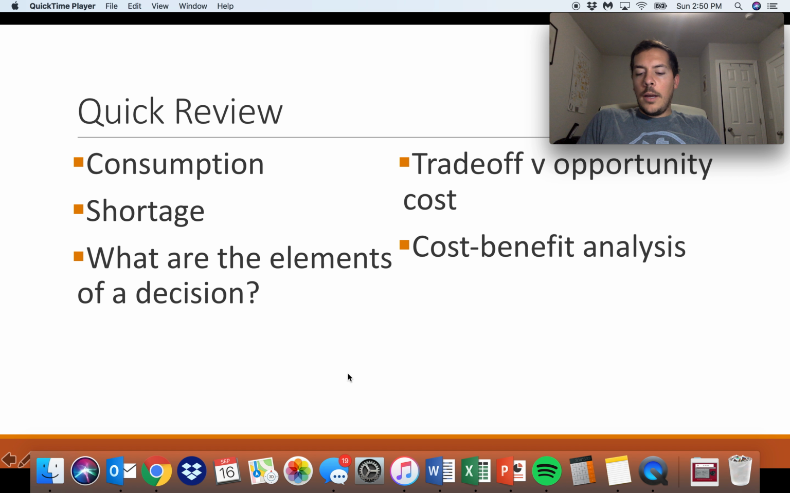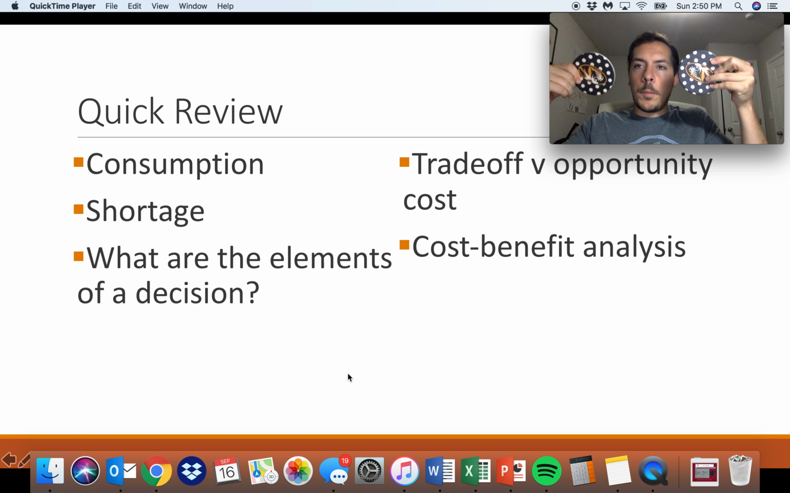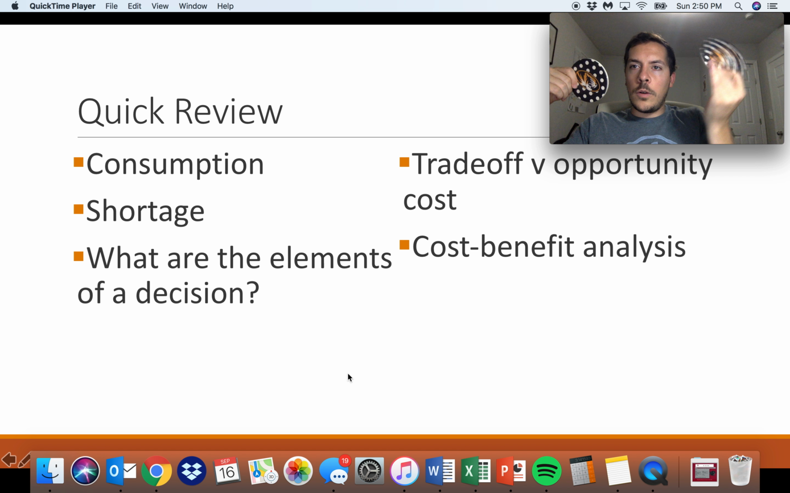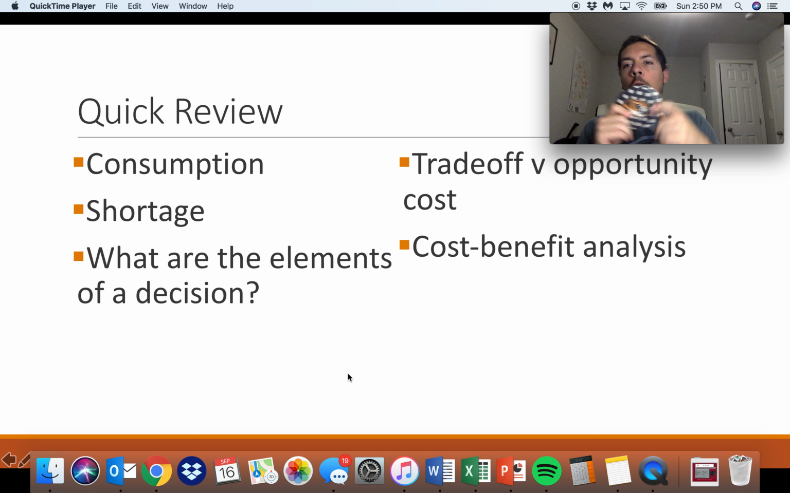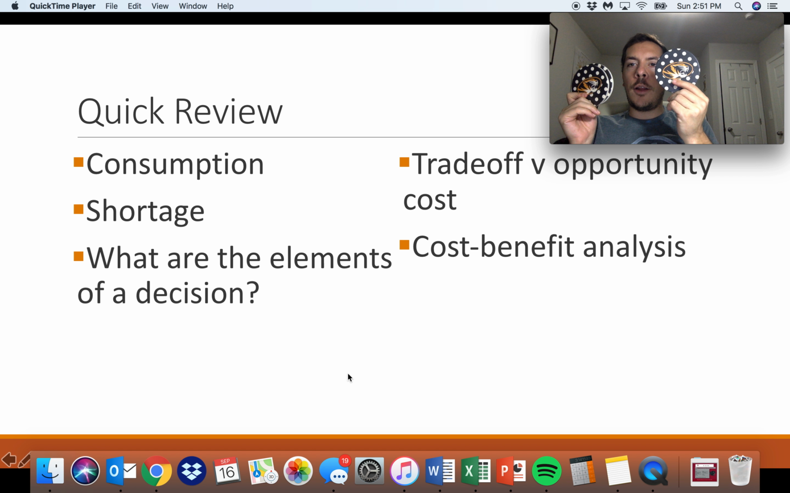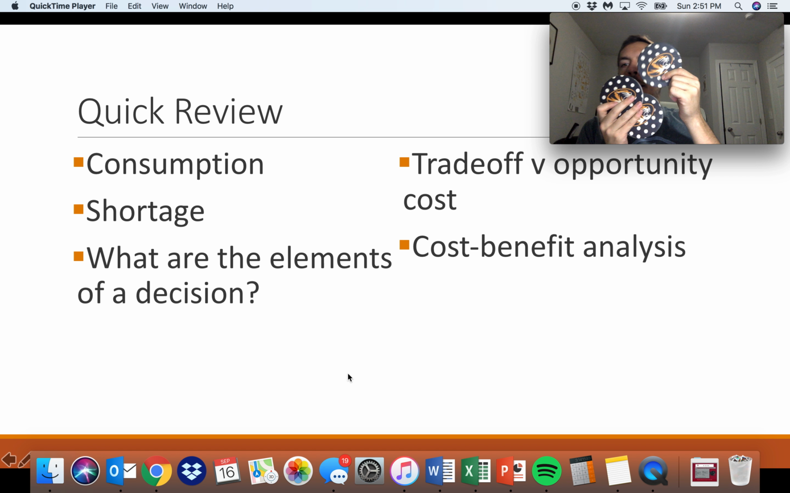So maybe I need 3 coasters. These are my Mizzou coasters since I went to the University of Missouri. Go Tigers. Maybe I need 3 coasters because I have 2 friends who are going to join me for lunch and we all need a coaster to put our drinks on, but I only have 2. So that is a shortage. I have 1 less than I need. It's a temporary situation that can be resolved if I buy another coaster. So boom, the shortage is taken care of.